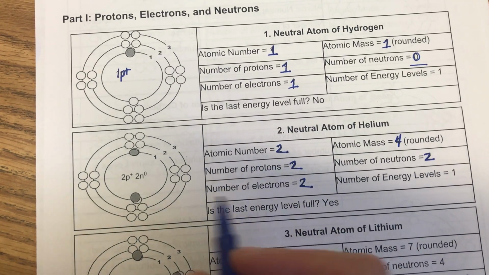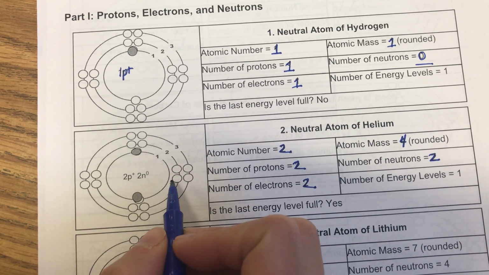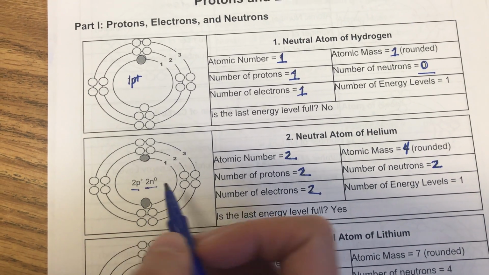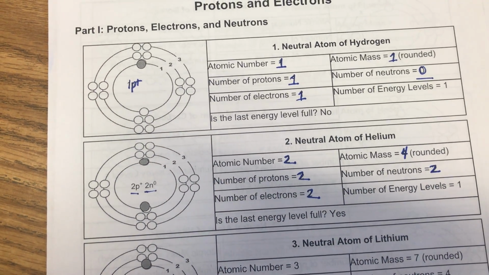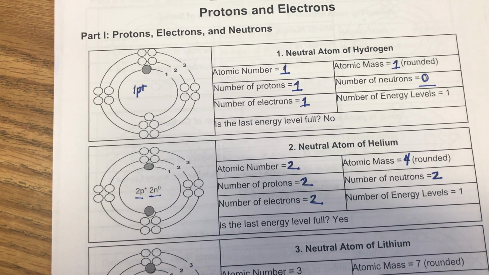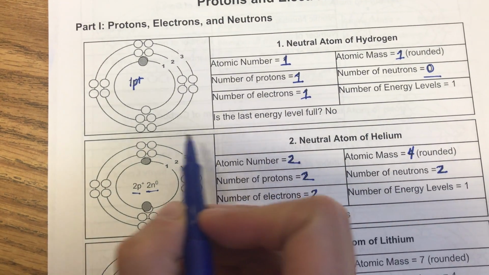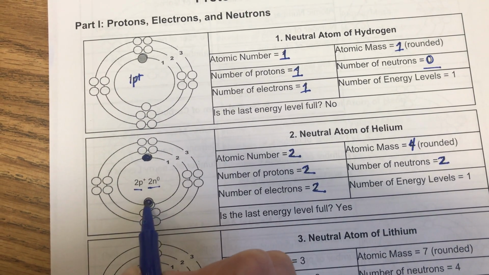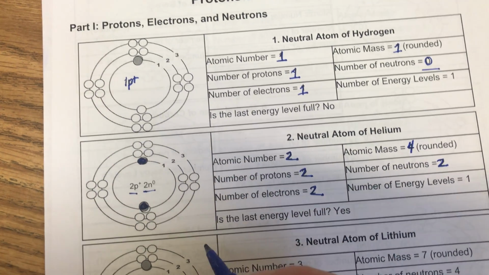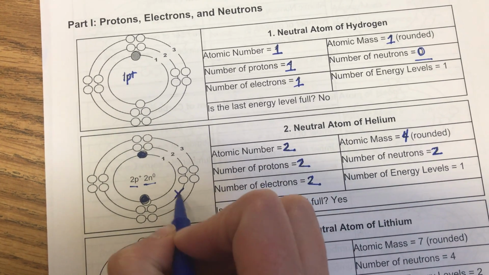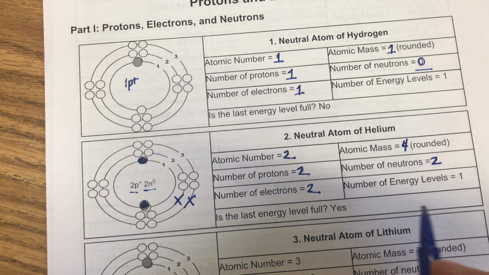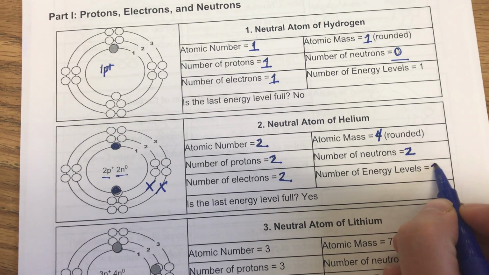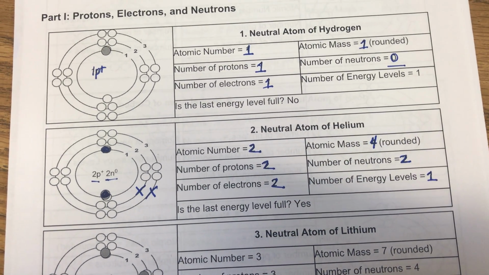Now I'm ready to build my atom. So what goes in the nucleus? I have 2 protons, 2 neutrons, and then I have 2 electrons. Now my first energy level can hold up to 2 electrons, so I'm going to draw in, color in 2 electrons. If you'll notice, I don't need the second or the third energy level. So when it says the number of energy levels, I'm going to put 1 because I only needed 1 energy level to build that atom.